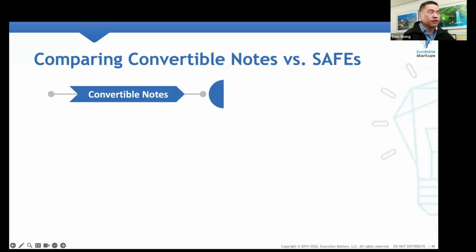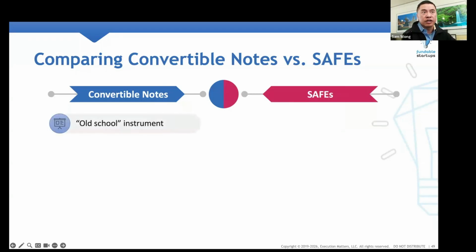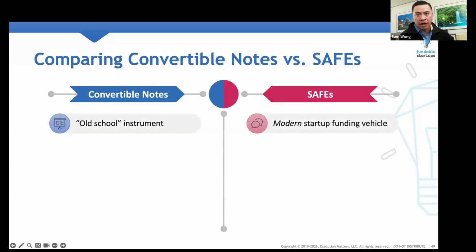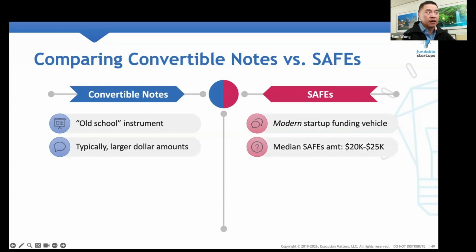So if you compare a convertible note against a SAFE, a convertible note is a little bit more of an old school instrument, and a SAFE is generally viewed as a modern startup fundraising vehicle. Convertible notes, when they do get signed, tend to be larger dollar amounts, where the median SAFE amount is around 20 to 25K. It used to be a bit smaller, 15K or so was the median, but SAFEs are starting to be used for much larger transactions.